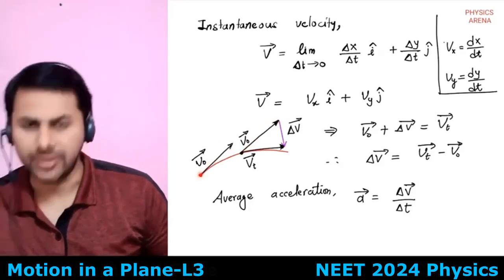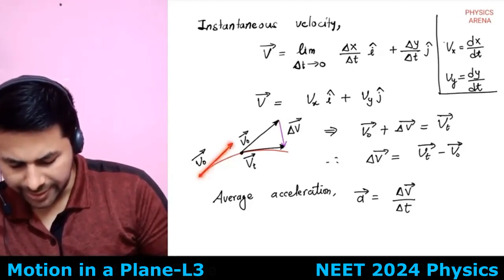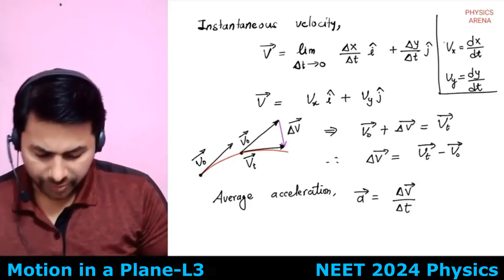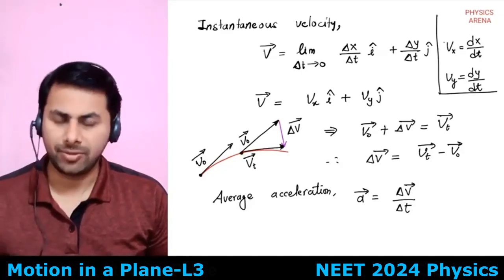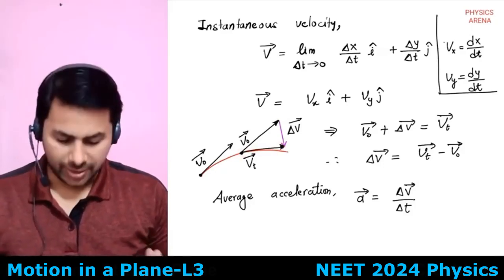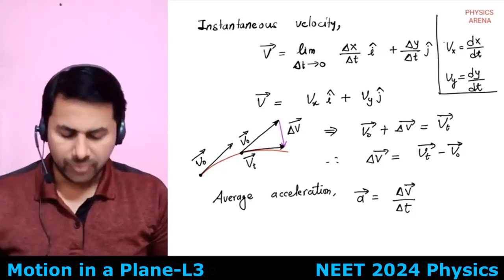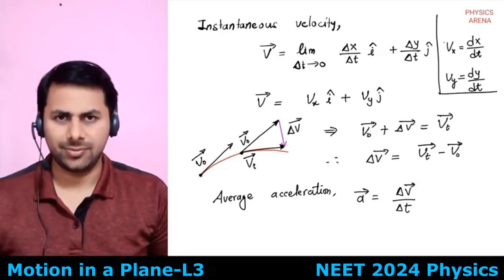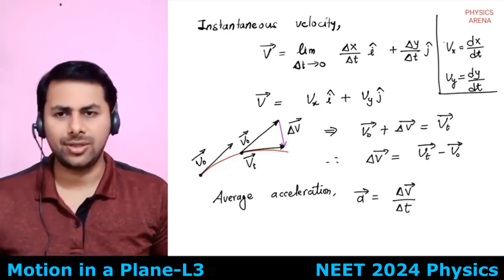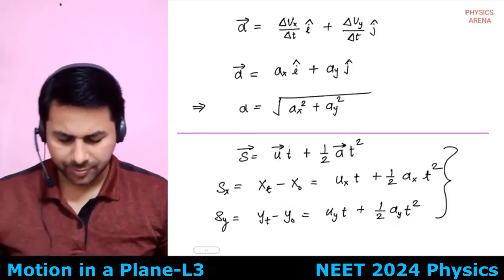Okay, velocity at this point. So the object is moving like this. So at this point, velocity will be tangential to the path. At any time actually, the velocity will be tangential to the path. At this point, it is tangential to the path. So the instantaneous velocity vector will always be tangential to the path. Okay. So these are some basic terms.